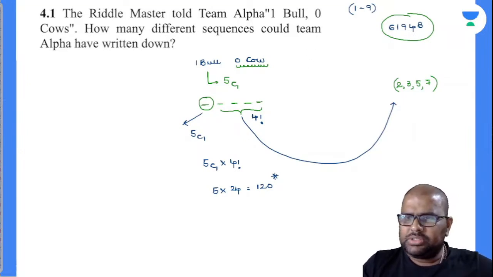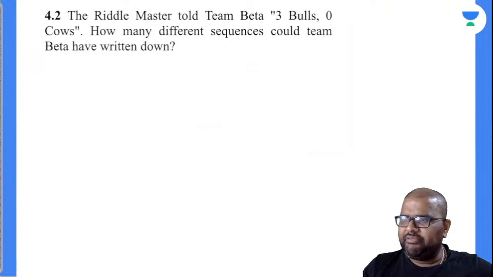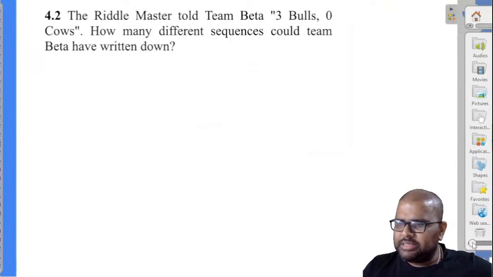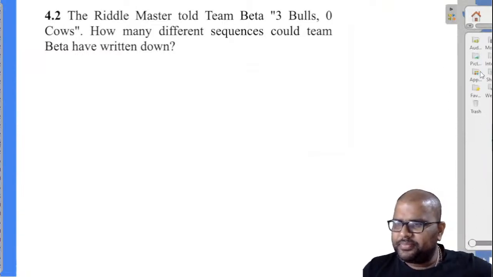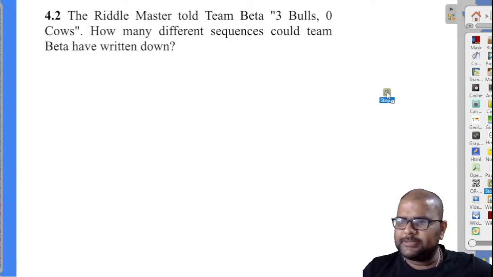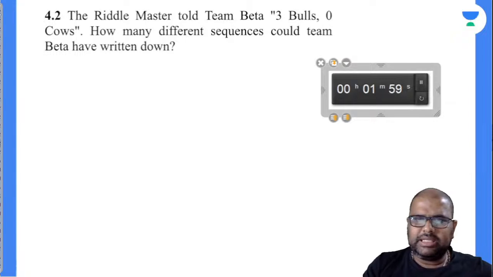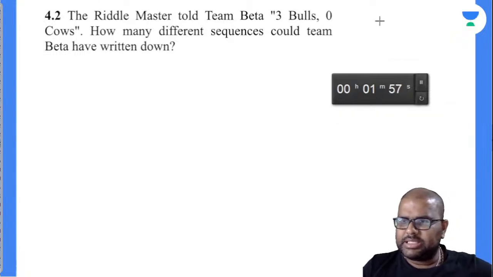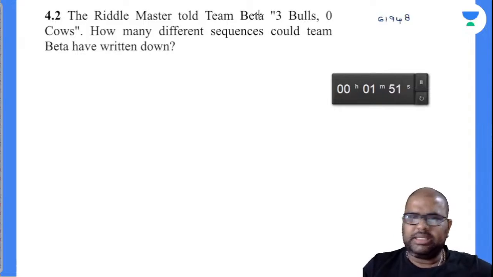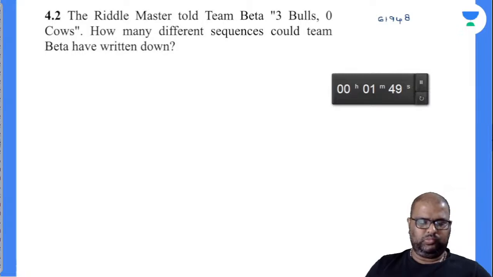Now try to solve the next question, right? 4.2. See here, what is the master sequence there? I'll be giving you 2 minutes for this. So I'll write down the master sequence here. This is the master sequence 61948. Try this question there.